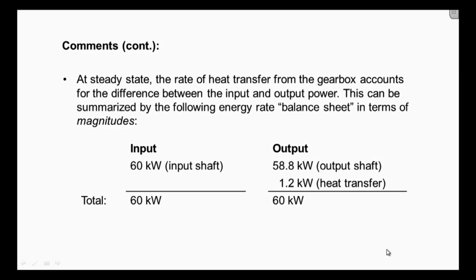In summary, in this example, we have learned about evaluating the rate of convective heat transfer from a gearbox given known temperatures, heat transfer coefficient, and surface area, and then applying the energy balance of the gearbox at steady state to determine the output shaft power. This concludes the step-by-step solution of the example entitled evaluating energy transfer rates of a gearbox at steady state.